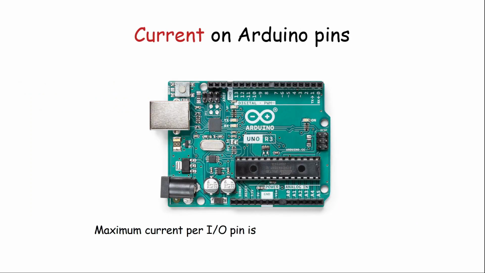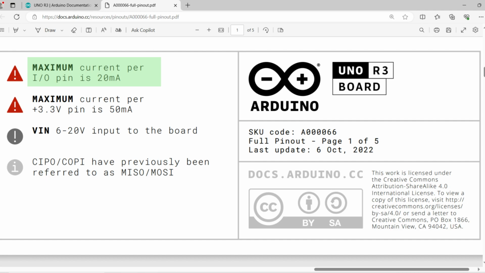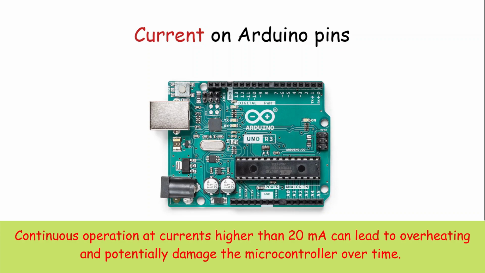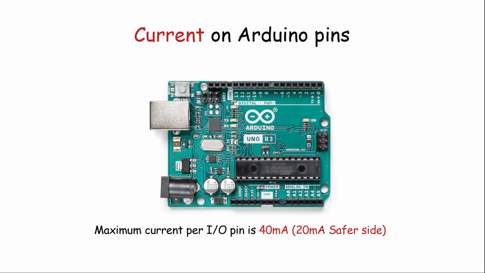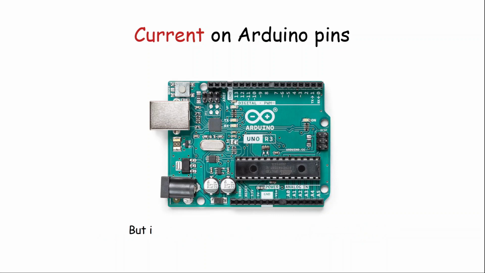If I talk about the current with respect to Arduino, the maximum current per IO pin is 40 milliampere. On the Arduino official website, it's written as 20 milliampere on the safer side. We should never exceed 40 milliampere, otherwise you will destroy your board. So we should never use a load like an LED which uses more than 40 milliampere of current, otherwise we will destroy our Arduino board. This current is very small. It cannot be used for driving high current loads like a motor, but it is enough for generating control signals. The maximum current on the 3.3 volt pin is 50 milliampere. The maximum current on the 5 volt pin is 500 milliamperes.